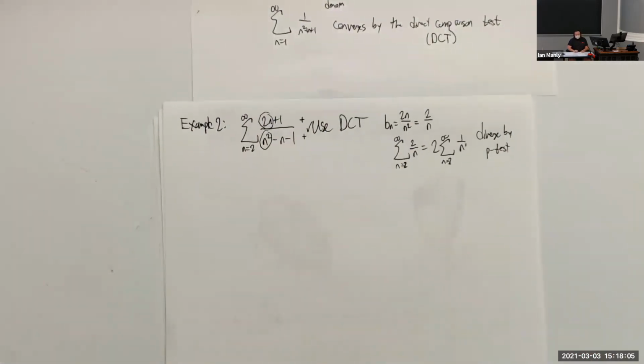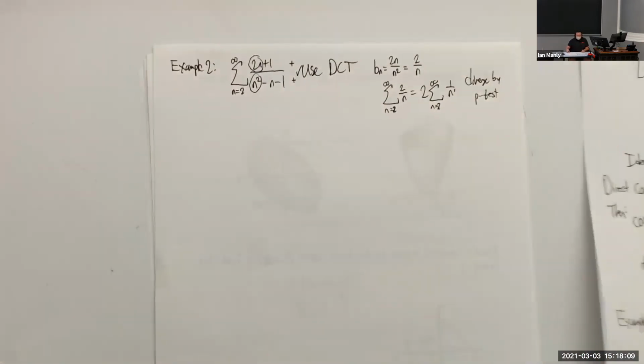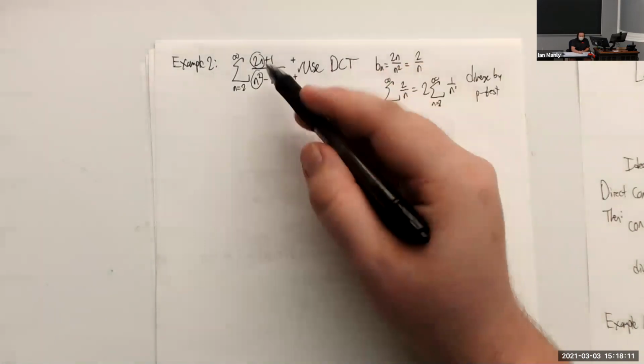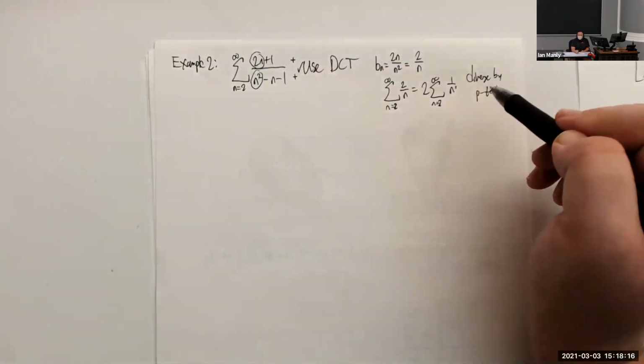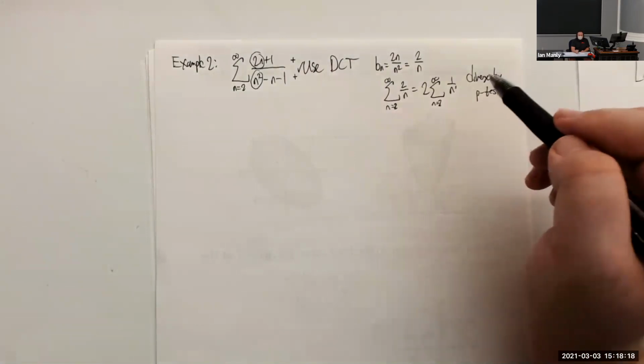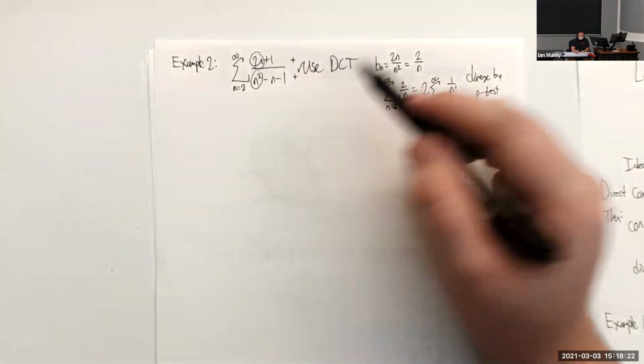So we can actually use the test here. All right. So since our most obvious comparison, where we pick the leading terms, diverges, that's a pretty strong hint indicating that our own series will diverge as well. So let's see if we can show that.